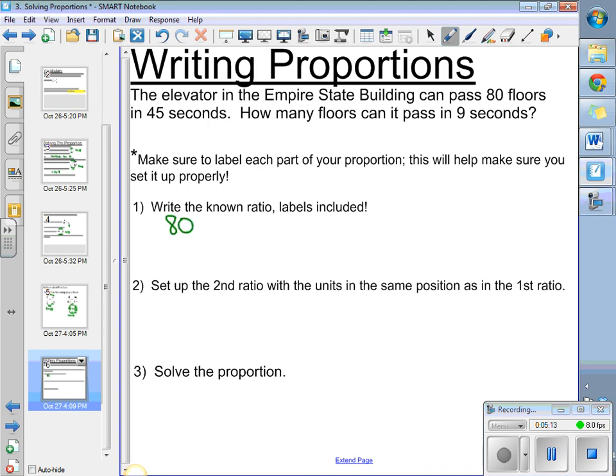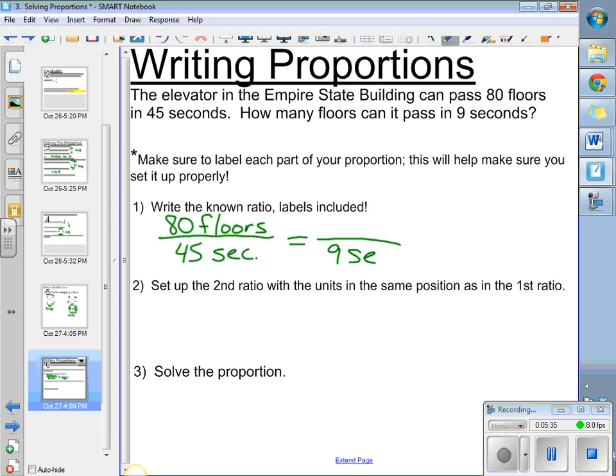So 80 floors in 45 seconds. And it would not matter which way I put this because I'm just looking for my unknown, right? So now I want to know how many floors in 9 seconds. So 9 seconds would go there, and my unknown is my number of floors. Okay? So now, this was my second step. I put it there because it's my ratio. Or my proportion, sorry.